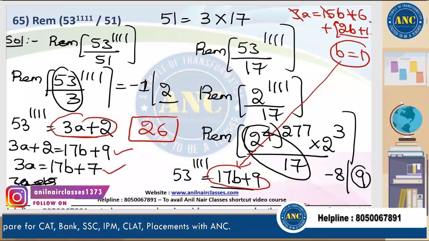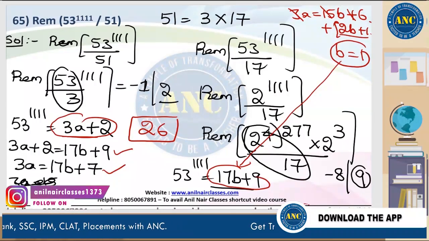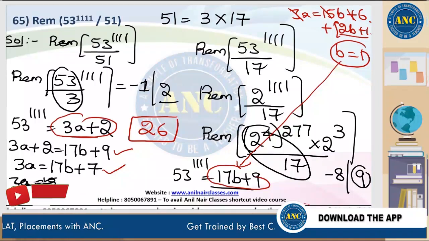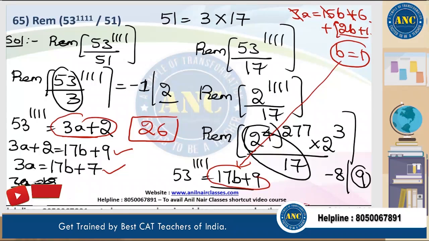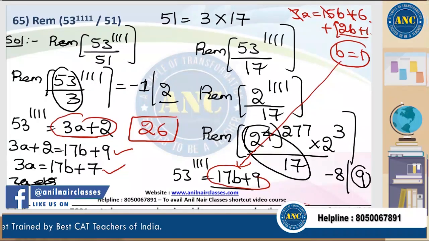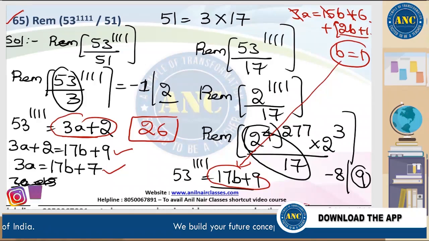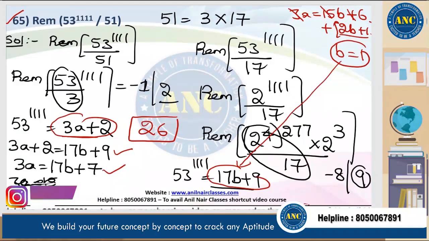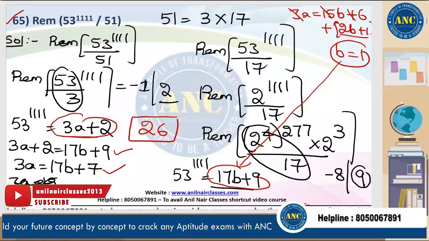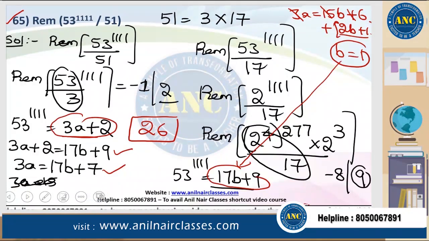3a is divisible by 3, 15b is divisible by 3, 6c is divisible by 3, 2b plus 1 is divisible by 3, so b value 1. If b is 1, 17 plus 9 is 26. I hope the first problem, the introductory problem to Chinese remainder theorem, is clear.